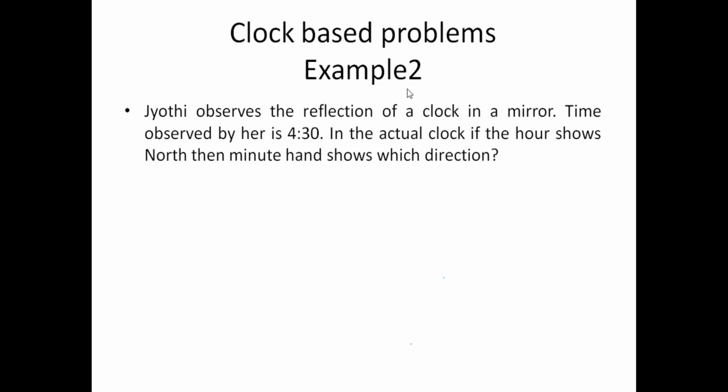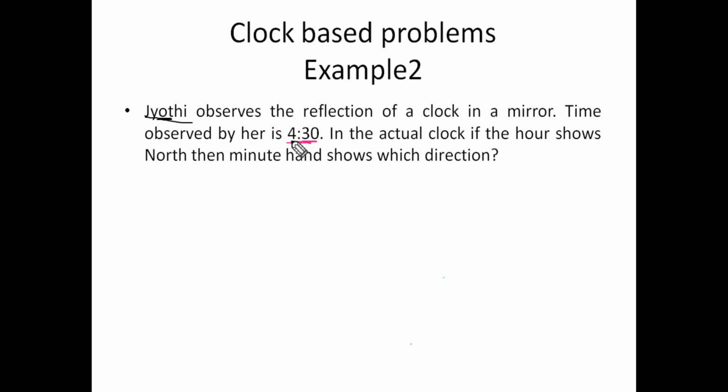Clock based problems, second example. So see here. Jyoti observes the reflection of a clock in a mirror. So Jyoti is unable to see the clock directly, but she is able to see the reflection of the clock in a mirror. Time observed by her. So what is the time observed by her?